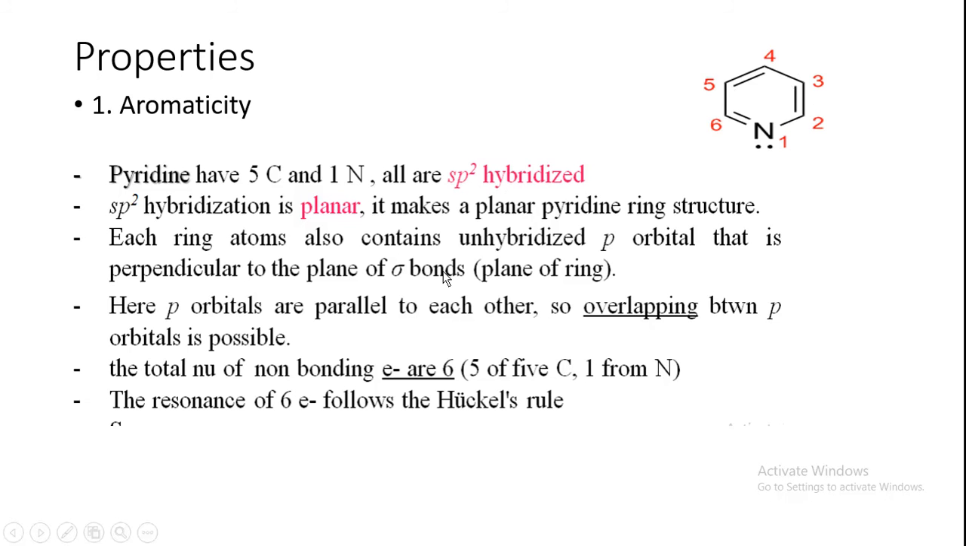The perpendicular p orbitals form the double bond. Okay, so overlapping between p orbitals is possible. The total number of non-bonding electrons is 6. So it is 5 from carbon and 1 from nitrogen, so a total of 6 electrons are there. Then resonance of 6 electrons follows the Huckel rule. So it also follows the Huckel rule. So that's why it is aromatic in nature.